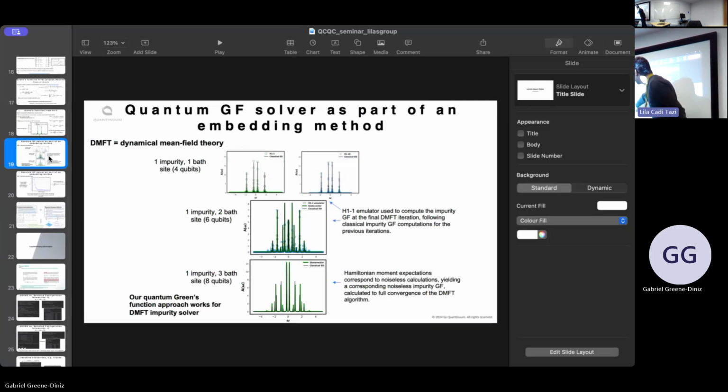This is for 2 baths, and then this is for 3 baths, and even with the presence of noise here, you're kind of getting a reasonable representation of the low-lying excitation energies anyway.